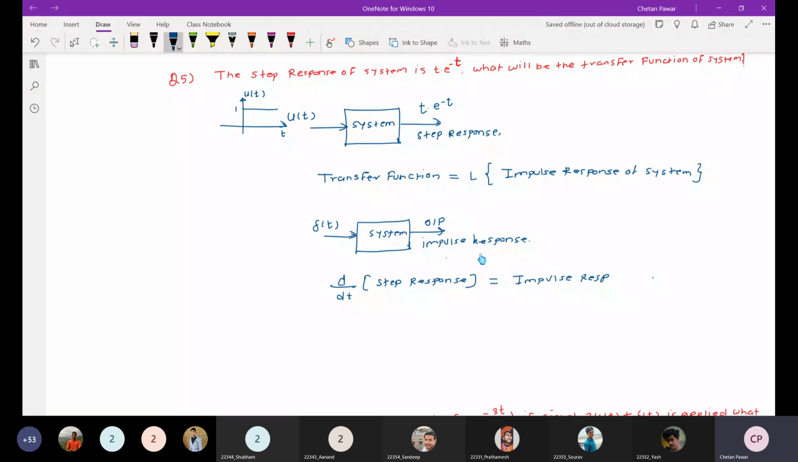If you take a differentiation of the step response, we get the impulse response of the system. And if you take a Laplace transform of the impulse response of the system, we get the transfer function.